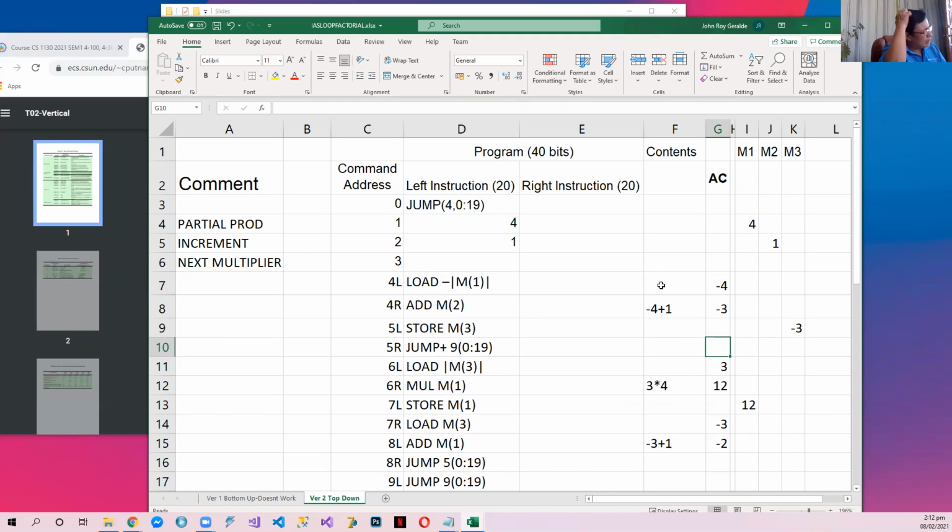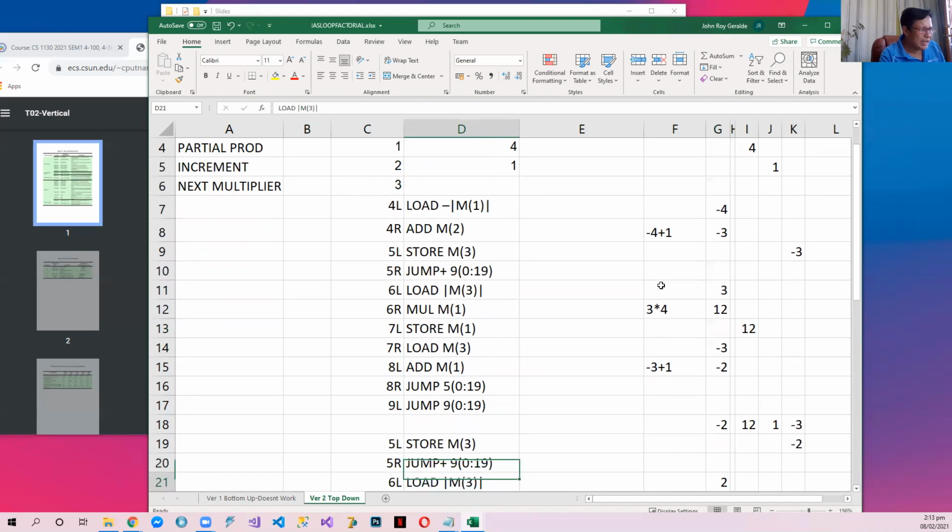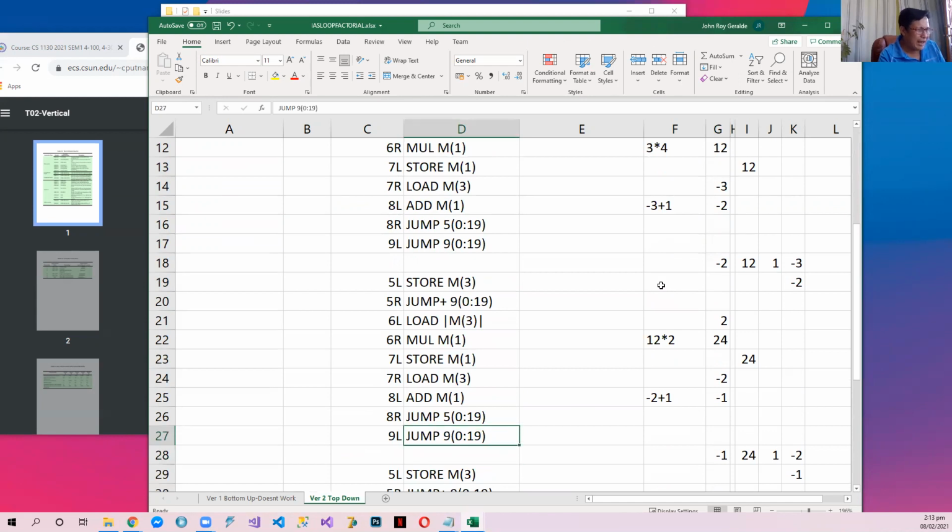Anyone? What's the value of our accumulator? AC? It's -3. So jump if positive. Is this positive? Yap answered -3. That's correct. Is -3 positive? No. So in short, this is a condition for termination. If it's positive, we will go to 9, 0 to 19. 9, 0 to 19 is the halt.